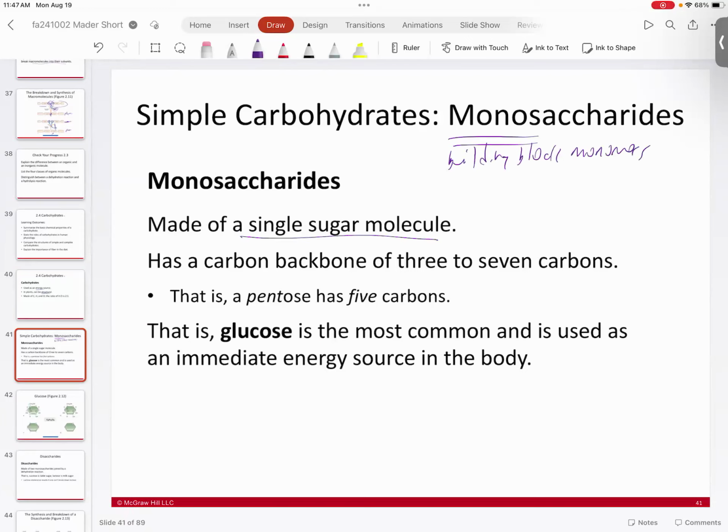They're made of a single sugar subunit. They form the carbon backbone. Typically they'll have multiple different carbons. For instance, a pentose will have 5 carbons. Another thing is that the suffix -ose basically means it's a carbohydrate. For instance, glucose is the most common one, and it's used as our ultimate energy source.